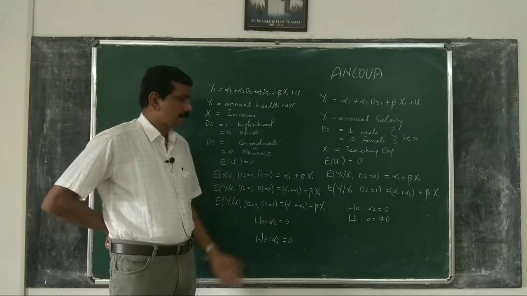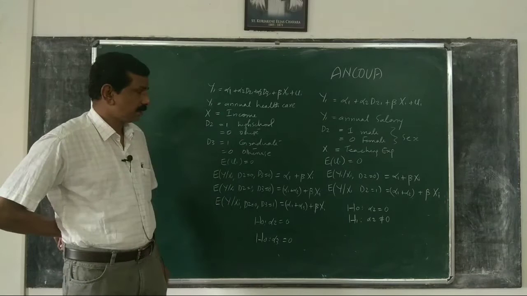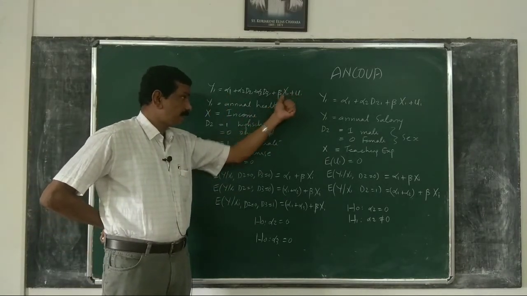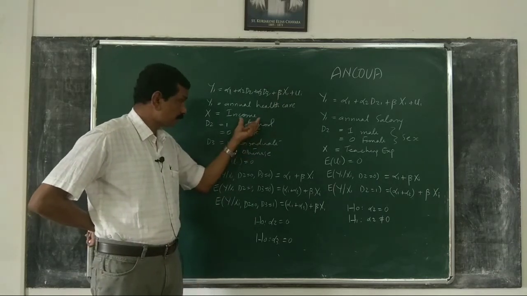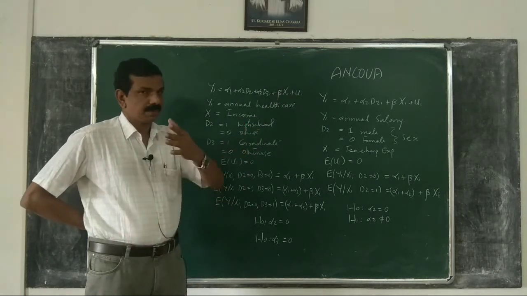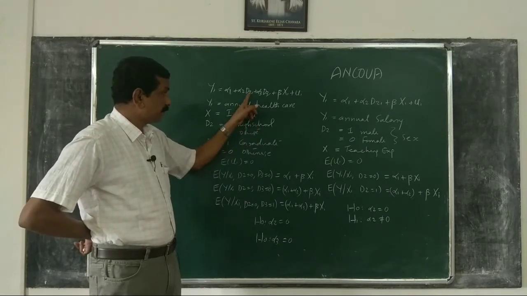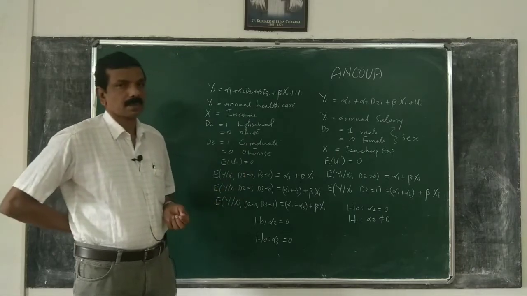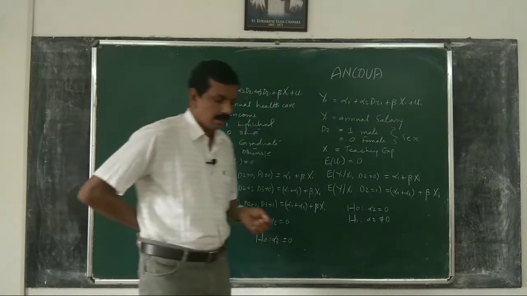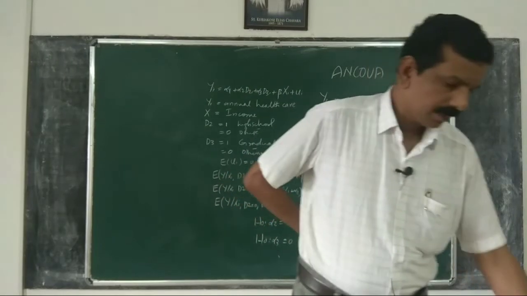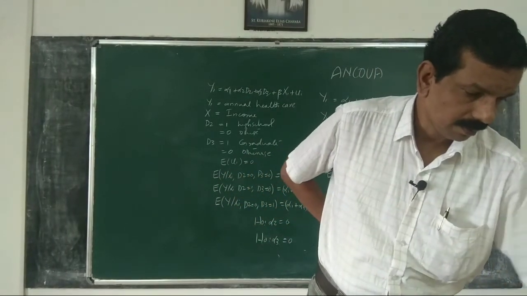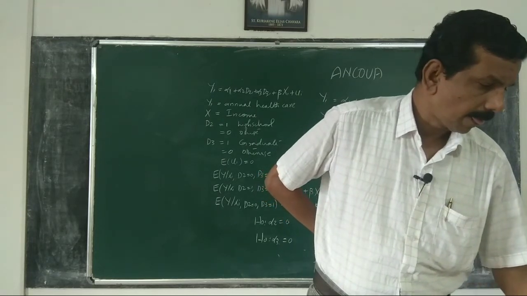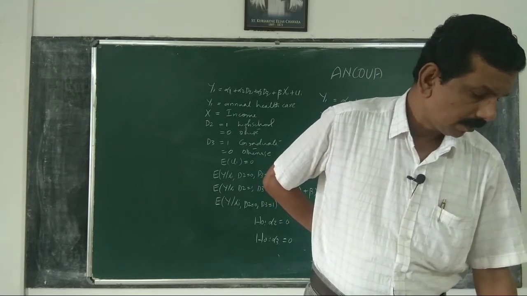So remember this, when you collect data in these examples, in addition to annual healthcare expenditure and annual income, you must also note the level of education of the person and construct the dummies D2 and D3 as is given here. That is the second example of an ANCOVA model. Now, let us consider one more example.